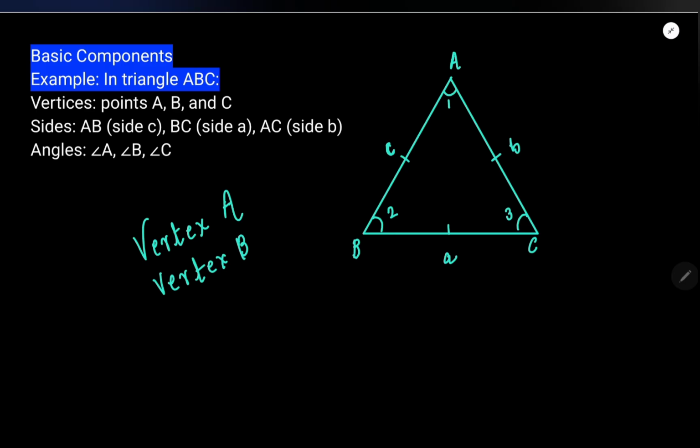And sometimes angle 1 can be written as angle BAC. Can you see this? And angle C can be written as ACB or BCA. Okay, this is the angle. And if I talk about angle B, it can be written as angle ABC, the middle one. So ABC can be written as angle B. Usually we represent it like this. These are the basic components. Whenever we start about triangles, we should know about these things.